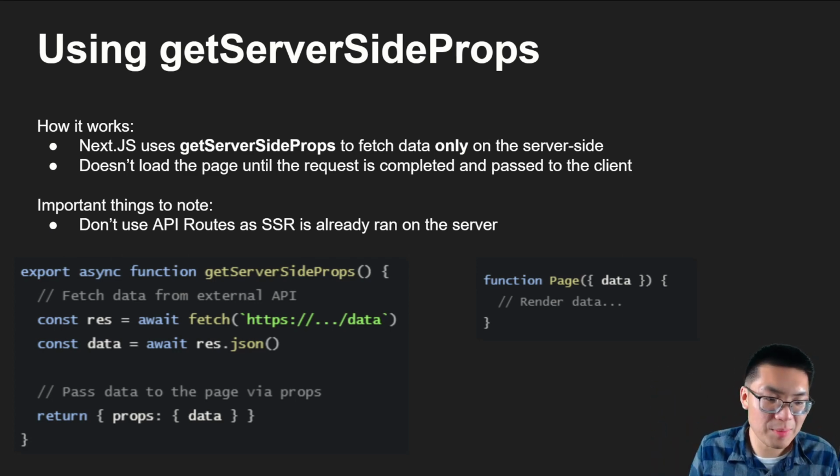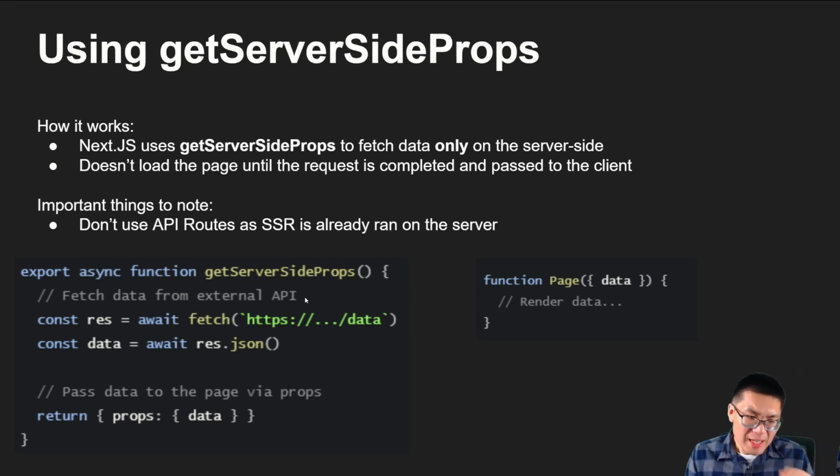Just use the getServerSideProps. Looking at an example, it's pretty much exactly the same thing that we've done with our getStaticProps. We just fetch some sort of data, get the results, and then turn it into data that we can actually use, and then return it into some props. And then we just use that inside our page render function.